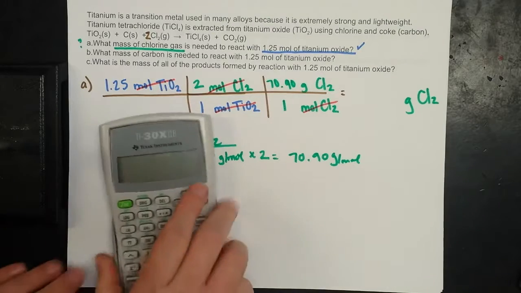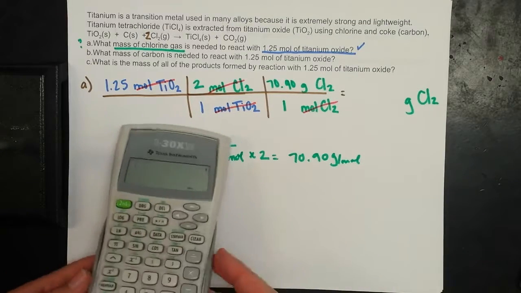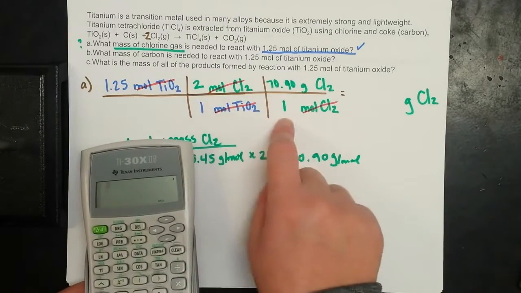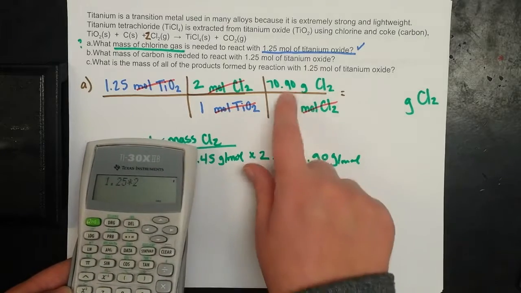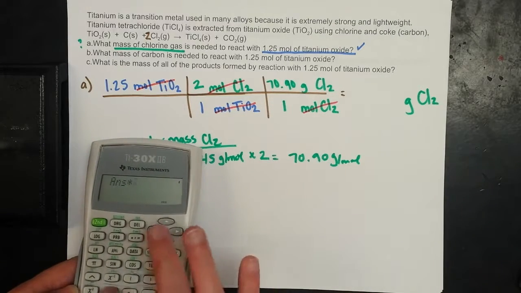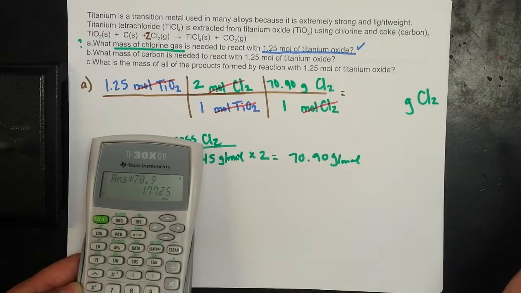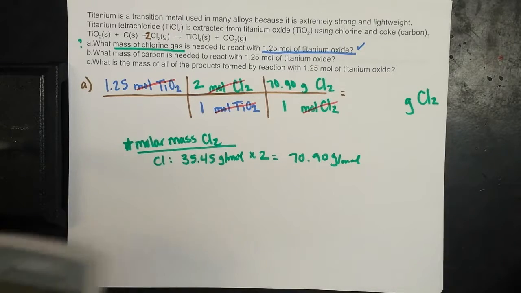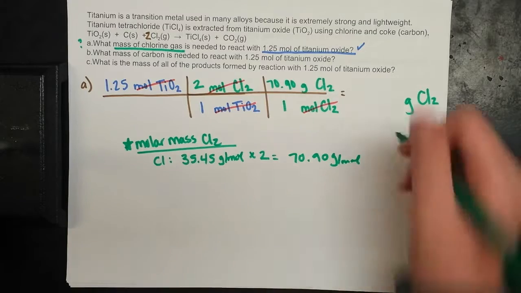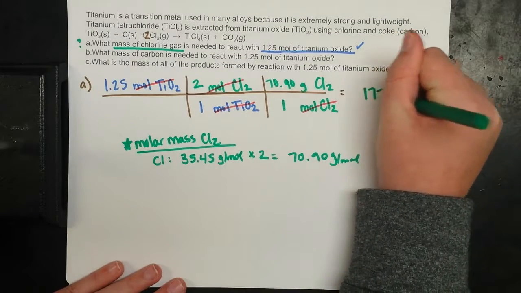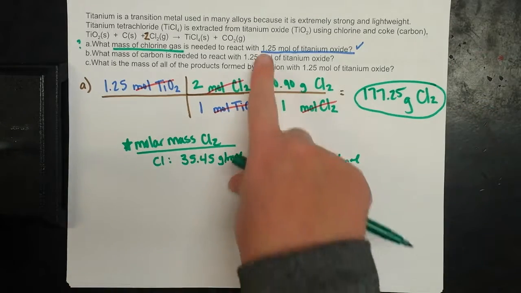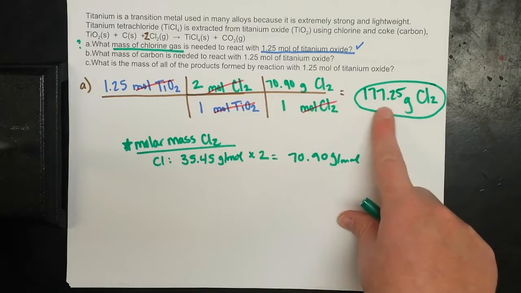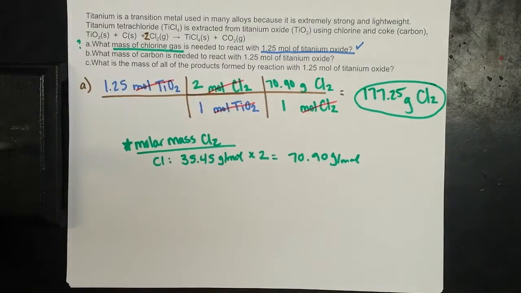Okay. At this point, I can go ahead and multiply straight across because my denominators are all 1, so I'm going to take 1.25 times 2, and then I'm going to multiply it by 70.9. I get 177.25 grams of chlorine required. Okay, so if I've got 1.25 moles of titanium oxide, I must have this mass of chlorine to react with it according to this equation. Okay, so we found part A.